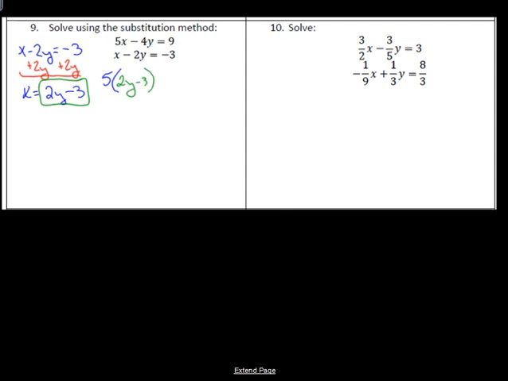And I still have my minus 4y is equal to 9. I distribute, so that gives me 10y minus 15 minus 4y is equal to 9. Collecting my like terms here, I have 6y minus 15 is equal to 9. We add 15 to both sides.